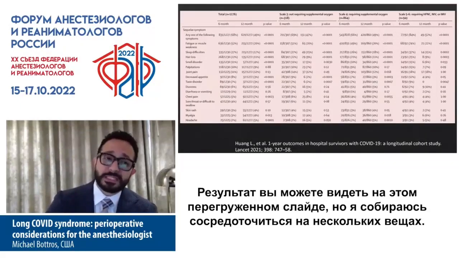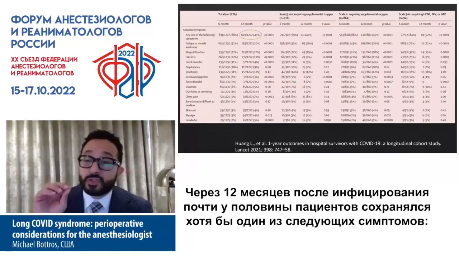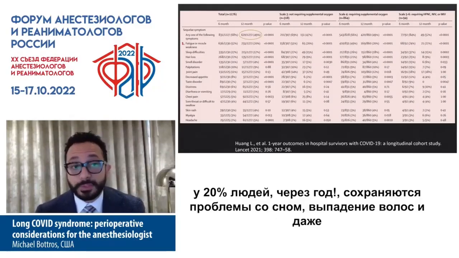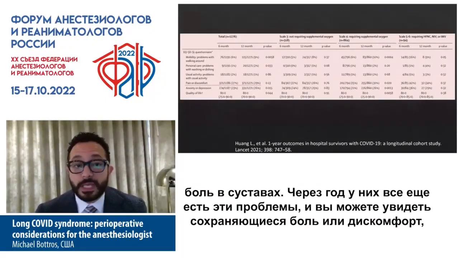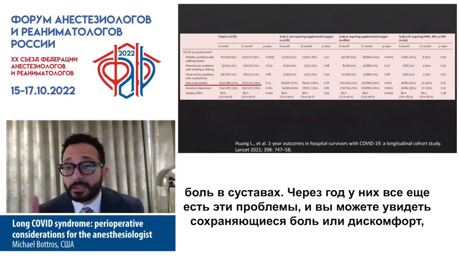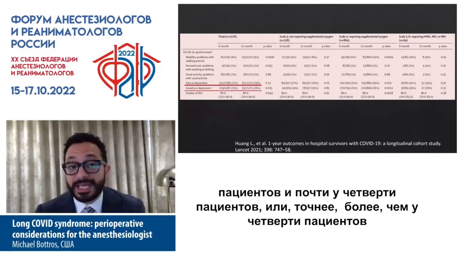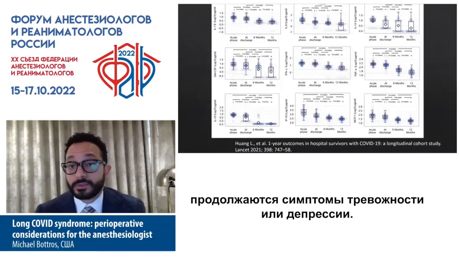And you can see in this busy slide, but I'm going to focus on a couple of things. At 12 months after infection, almost half of the patients still have at least one of the following symptoms. And the big ones are fatigue or muscle weakness in 20% of people 1 year out. Sleep difficulties continue, hair loss, and then joint pain. They still have these issues. And you can see that pain or discomfort 1 year after the acute COVID infection continues to be a problem in almost 1/3 of patients. And over 1/4 of patients continue to have anxiety or depression.